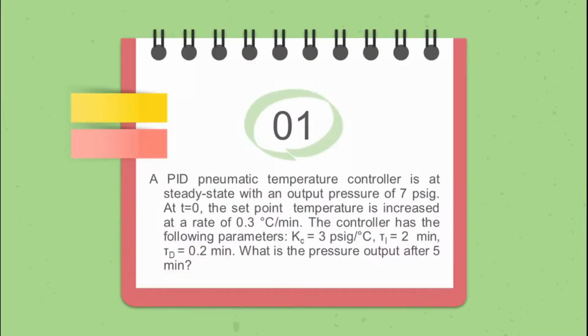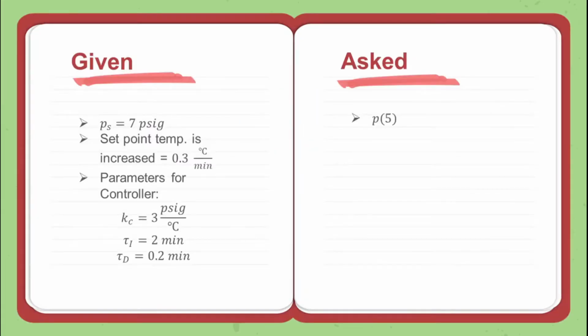Problem number 1 goes like this. A PID pneumatic temperature controller is at steady state with an output pressure of 7 psig. At t equals 0, the set point temperature is increased at a rate of 0.3 degrees Celsius per minute. The controller has the following parameters: Kc is equal to 3 psig per degree Celsius, tau I is equal to 2 minutes, tau d is equal to 0.2 minutes, and now we are asked, what is the pressure output after 5 minutes?